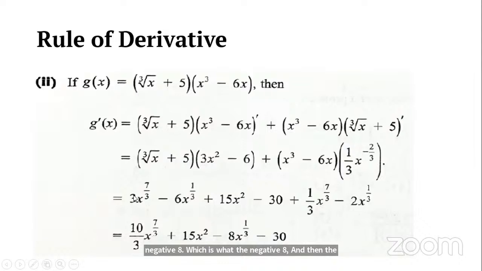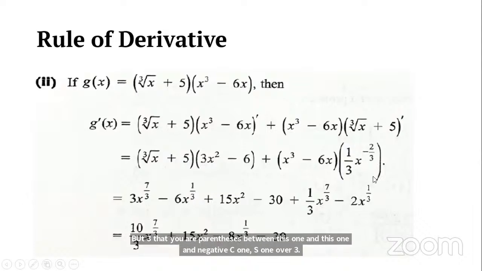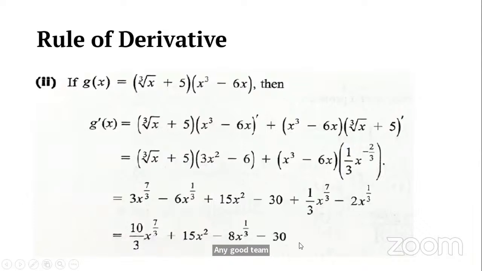So it's only in between 3s exponent 7 over 3 and 1 over 3s exponent 7 over 3 that you apply indices, and between negative 6s exponent 1 over 3 and negative 2s exponent 1 over 3. You apply indices between the two as well to get this one. Then your final answer will be 10 divided by 3 s exponent 7 over 3 plus 15 s exponent 2 minus 8 s exponent 1 over 3 minus 30. That's your final answer for the product rule example.